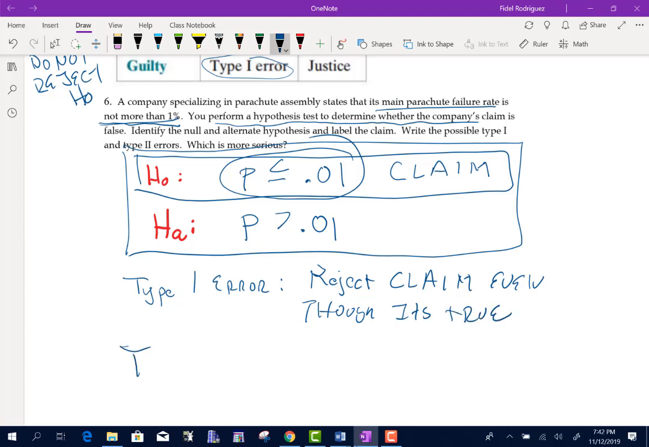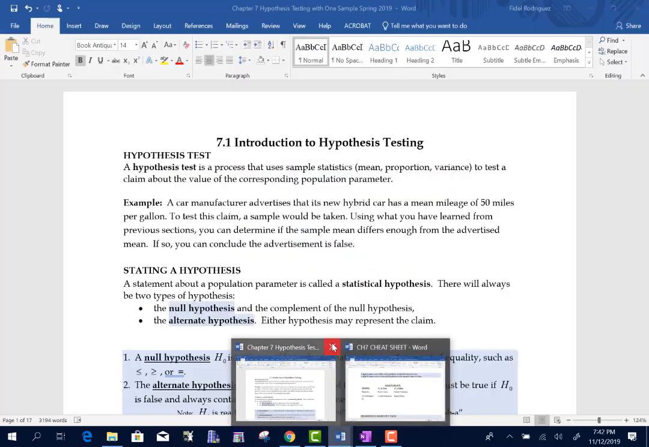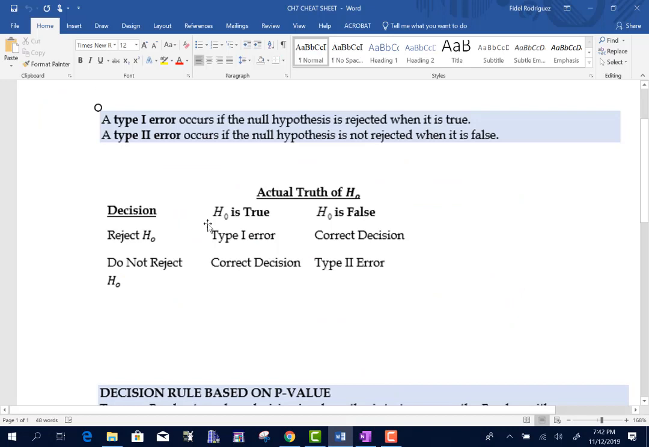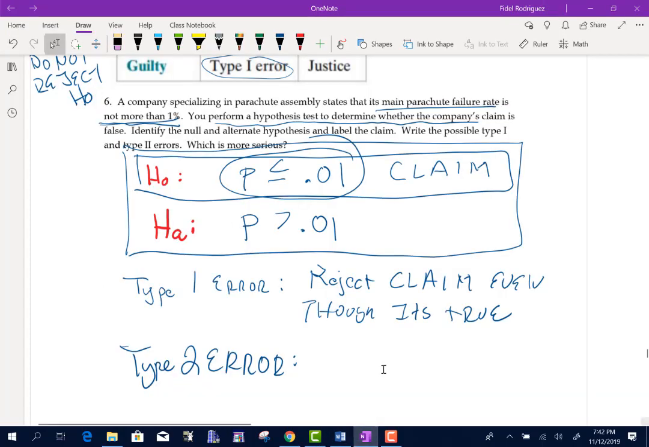Okay. Now let's see if we can figure out what a type 2 error is. So guys, again, if I just switch back to the handout that I gave you right now, let me close this one up. Here we go. Type 2 error says it occurs if the null hypothesis is not rejected when it's false, right? So if I come back over here, the null hypothesis, suppose that's false, meaning that the failure rate is more than 1%, right? But we don't reject it. So what does that mean?